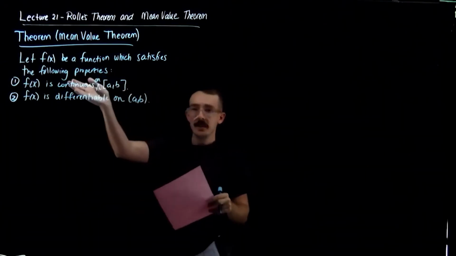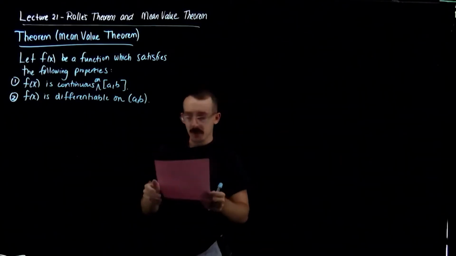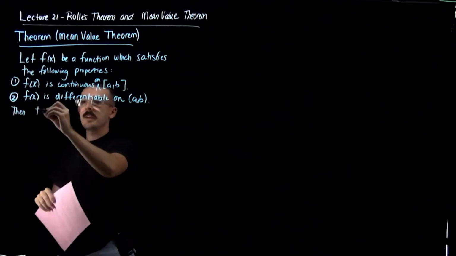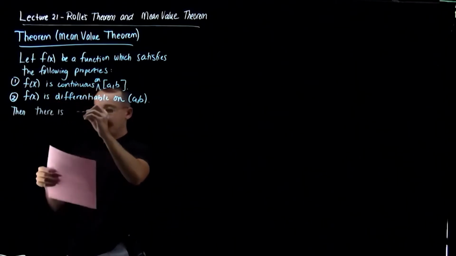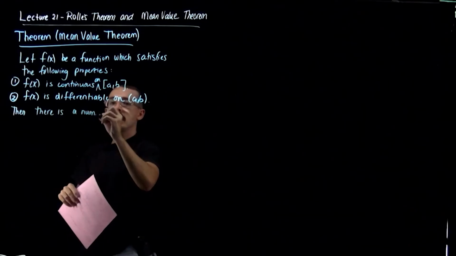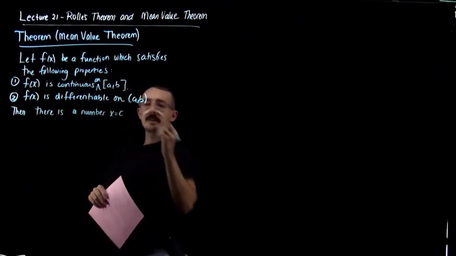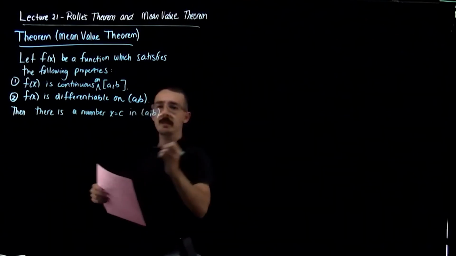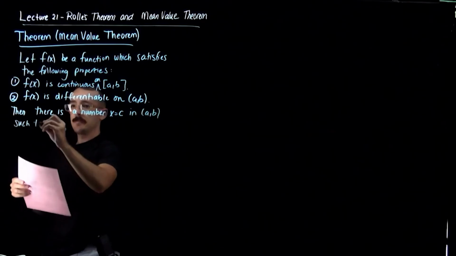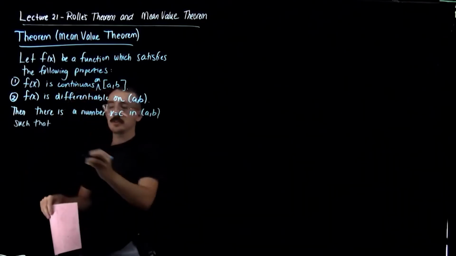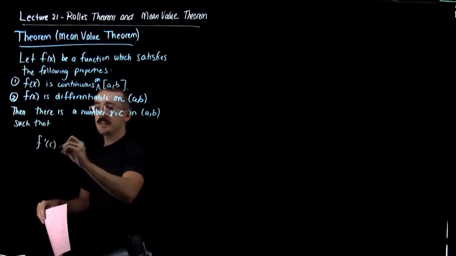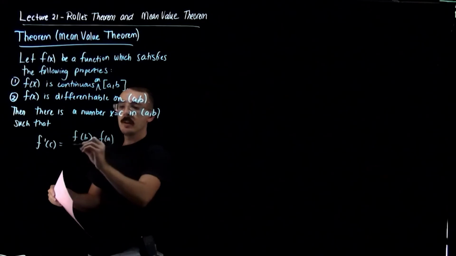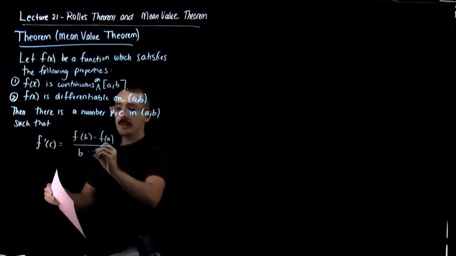If you're dealing with a function and you check and these two things are true, then you get the following conclusion. There is a number, and we'll call it x equal to c, some x value in the open interval a to b, such that the following is true. f prime of c is equal to f of b minus f of a all over b minus a.